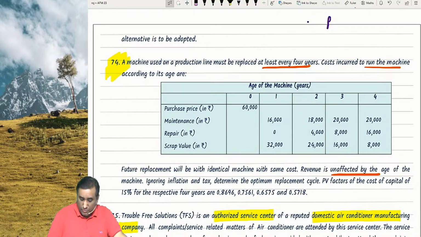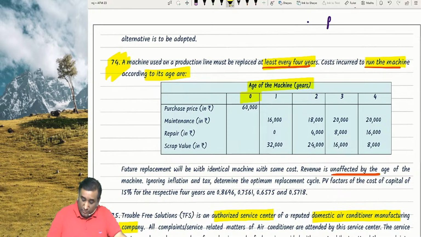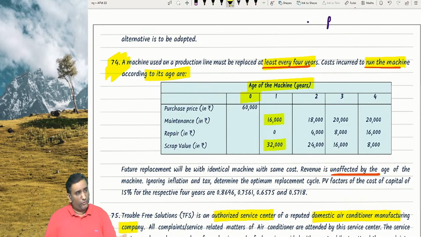A machine used on a production line must be replaced every 4 years. Cost incurred to run the machine according to its age are as follows. Age of machine, that means if you buy in 0 period, first year maintenance. If you sell the machine after 1 year, first try to read the box. If you run for 1 year, maintenance 16 and scrap value 32. If you run for 2 years, bought in 0 period, 16,000 maintenance will come, then 18,000, then repair of 4 and sold for 24.